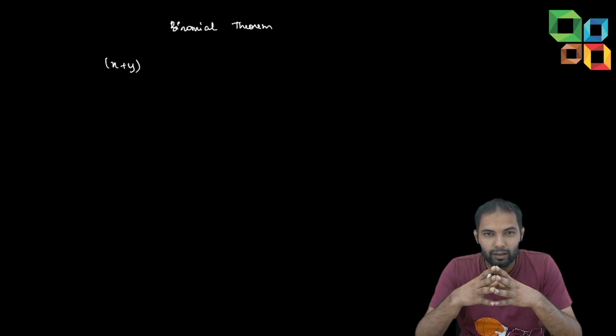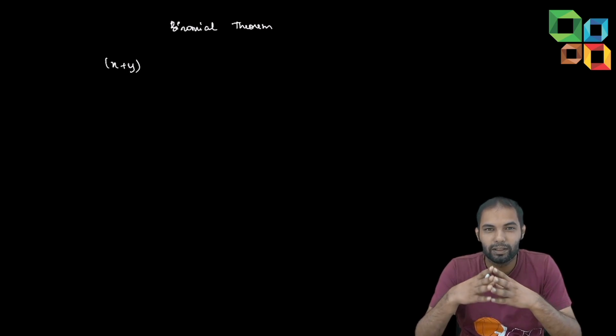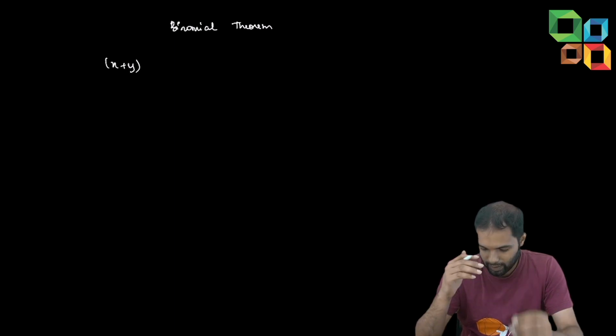That's it. For example, if I say x plus y whole square, we all know it's x square plus y square plus 2xy. But suppose I raise it to the power of 10. Do we know what the terms are there? What are the coefficients of the terms there? That's what we are going to try to figure out.